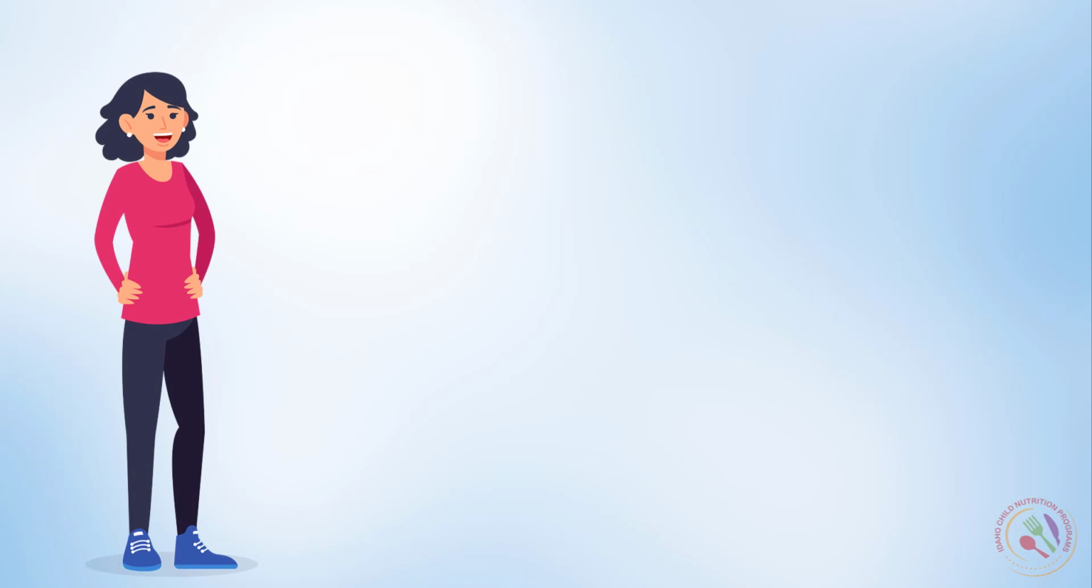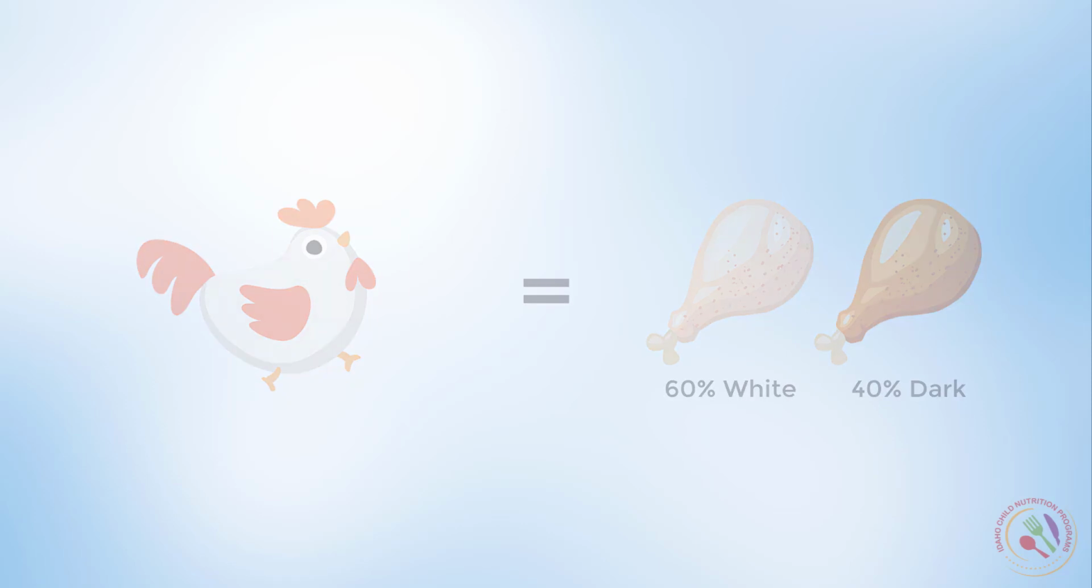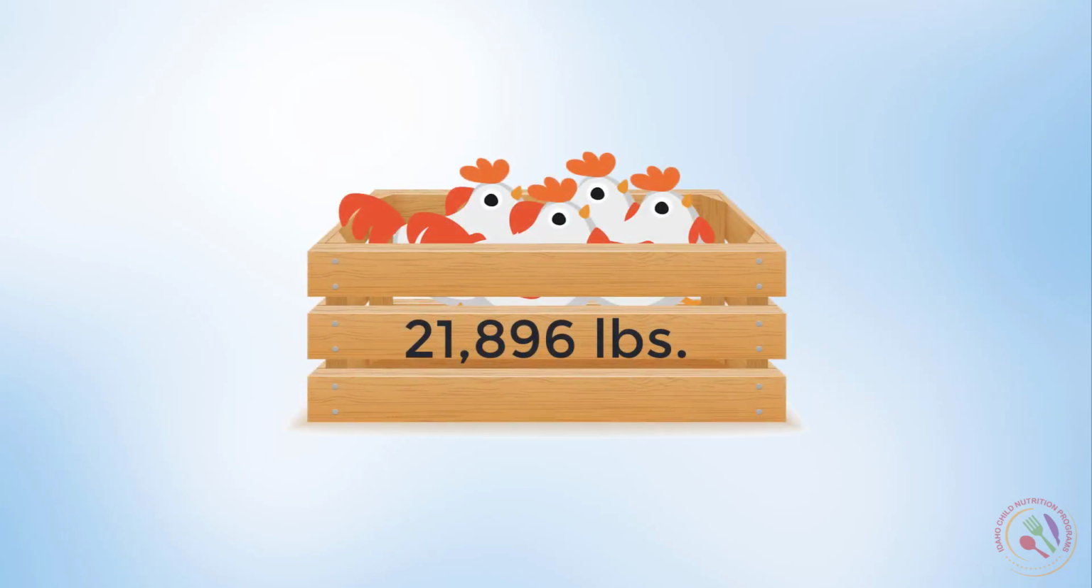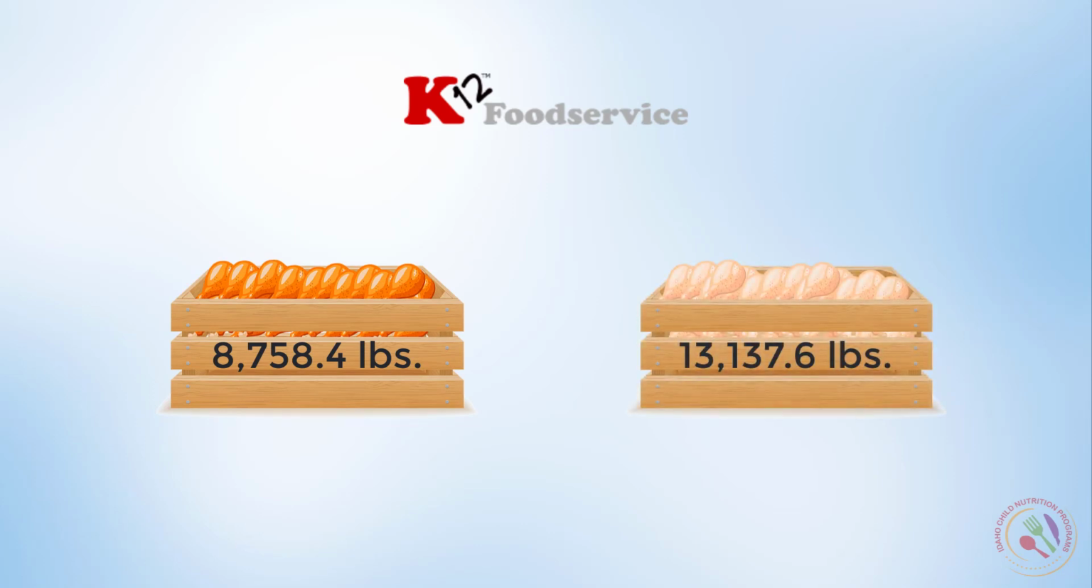Let's look at a scenario. Cindy put in a WebSCM requisition for a large bird that will be sent to Tyson for processing. Each bird is divided up into dark meat portions and white meat portions at a ratio of 60% white and 40% dark. Cindy's original requisition had a total of 21,896 pounds. K12 Food Service divided her total pounds, leaving her with 8,758.4 pounds of dark meat and 13,137.6 pounds of white meat.